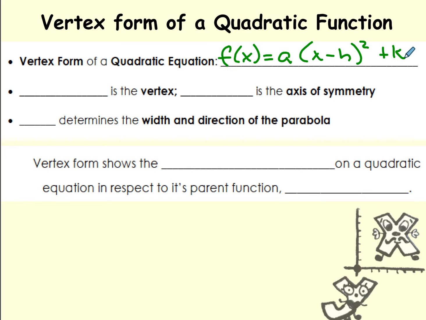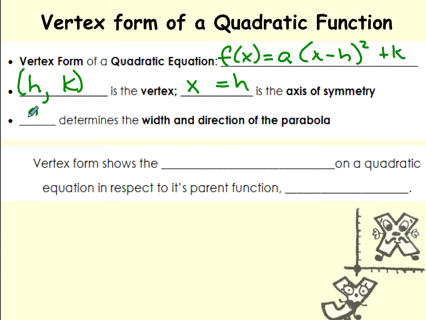So the number you're subtracting from x is always going to be your h. And the number that you're adding to the quadratic term is your k. And it's basically your vertex. H is the x-coordinate of the vertex, k is the y-coordinate of the vertex. The axis of symmetry is always going to be x equals h. And in this one, you can't tell what the y-intercept is going to be without plugging in a 0 for x.